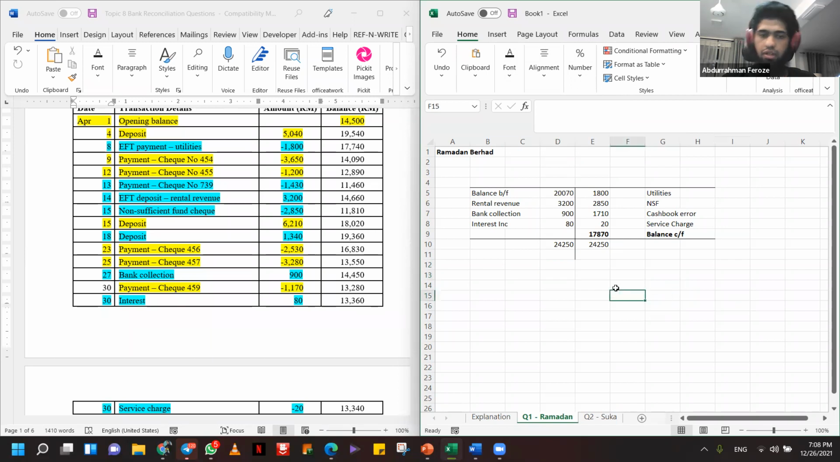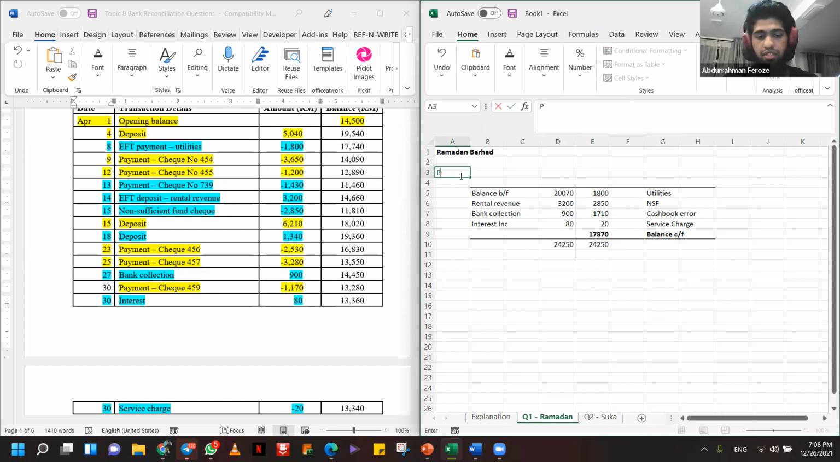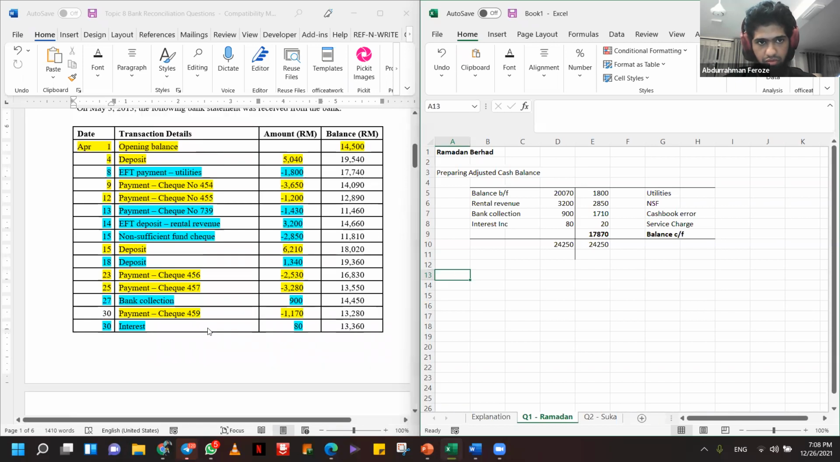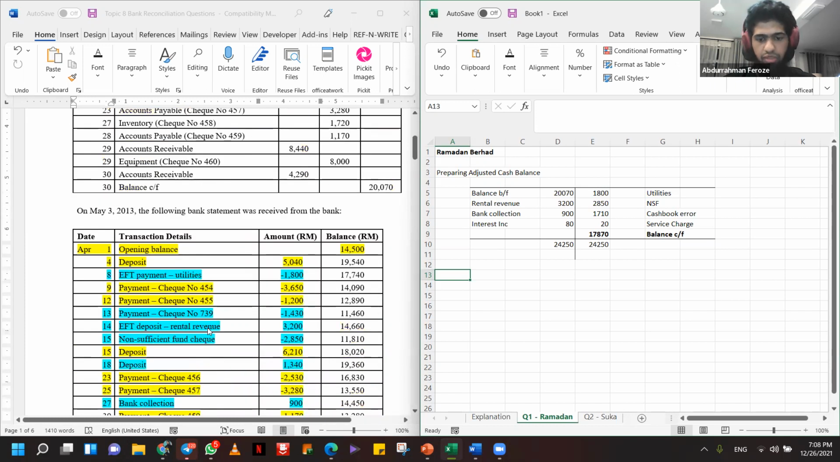Yes, yeah. Okay, all right. So this is step one, right? And step two is preparing the bank reconciliation statement. Preparing adjusted cash balance, right? Step two is preparing the bank reconciliation statement. Okay.